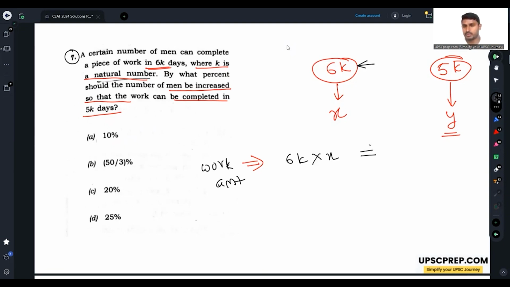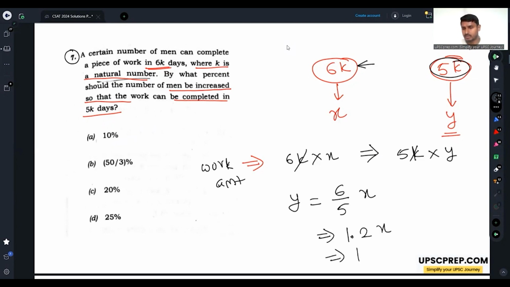Right now, we have to do this same work in 5k number of days. Right, so 5k and number of men required are, let's say, y. Okay, so see now, what will this y be? Basically this will be 6 by 5 times of x. Right, this k will get cancelled and y will be 6 by 5 times of x. So 6 by 5 is basically what? It is 1.2 times of x. So 1.2 is basically what? 120% of x. Right, so how many men will we have to increase? 20% more. Right, 20% more men we will have to add. So option C will be the correct answer in this case.